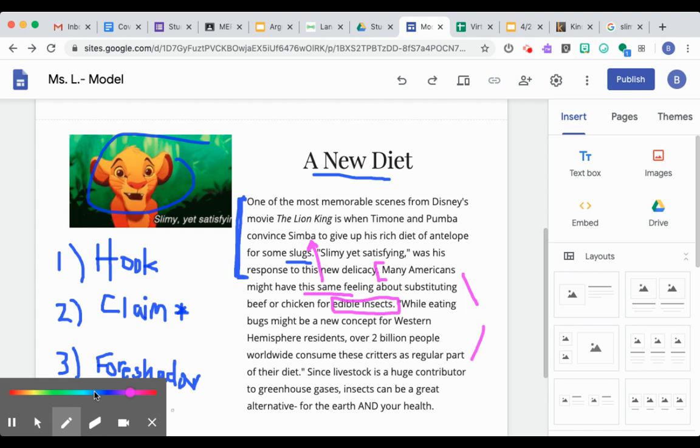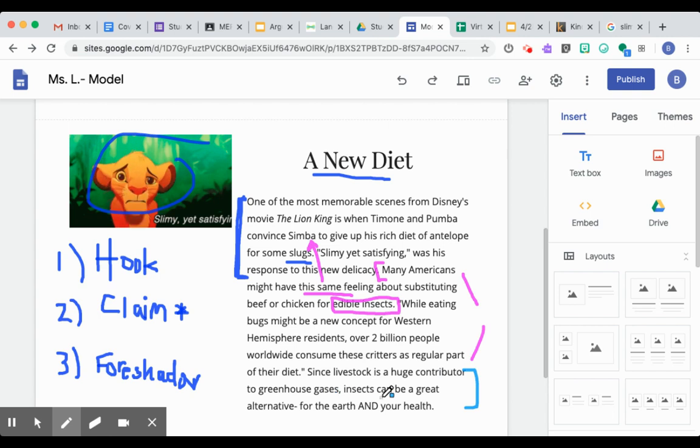And then lastly, my foreshadowing sentence. This lets my readers know that when they scroll down my website, they are going to see more information about this. Since livestock is a huge contributor to greenhouse gases, insects can be a great alternative for the earth and your health. So, my readers can know I'm going to talk about greenhouse gases and why this is such a big deal. Beef and pork are huge contributors to it, so I'm going to talk about that. Number two, when my readers scroll down, they're also going to find out some of the health benefits behind eating insects: a good source of protein, healthy fats. And then number three, why eating insects is so much better for the earth.